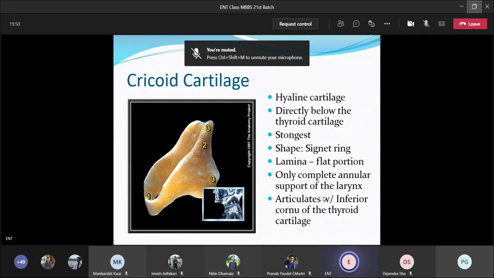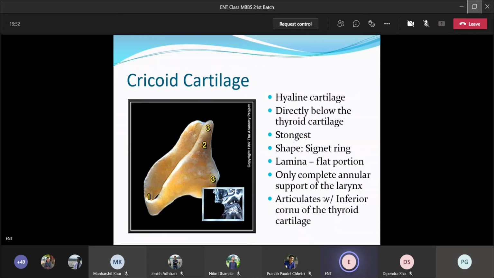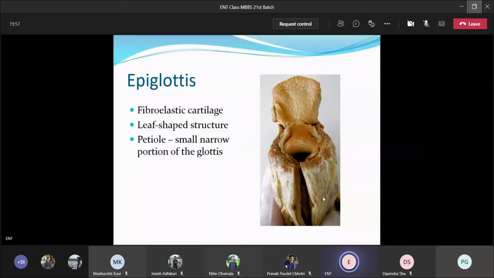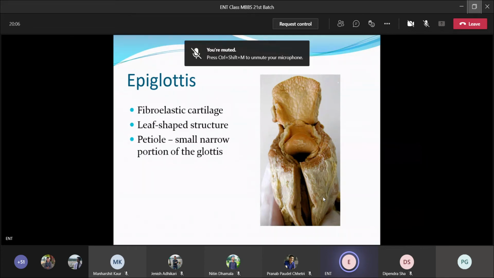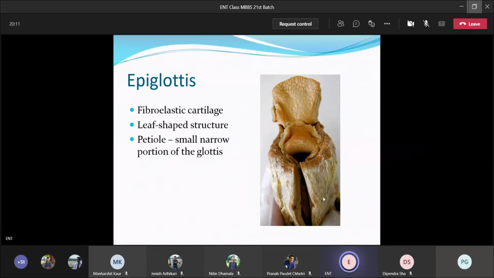So now, after thyroid cartilage and cricoid cartilage, the third is the epiglottis. You look in the diagram, it shows the epiglottis, and it is a fibroelastic cartilage. It is a leaf-shaped structure, and the petiole is the small, narrow portion of the epiglottis. It is a portion of the glottis. So this is the epiglottis.